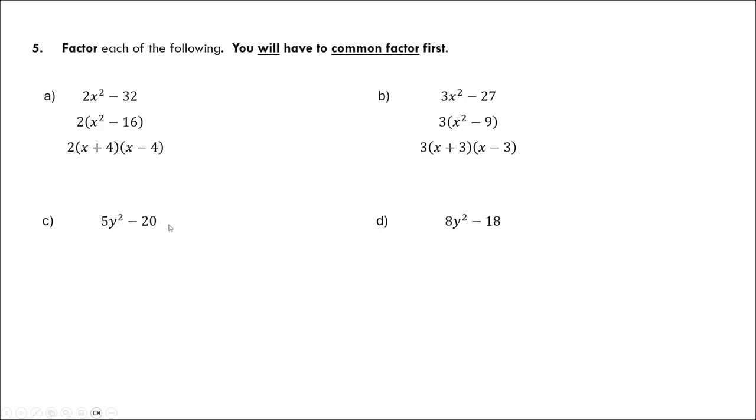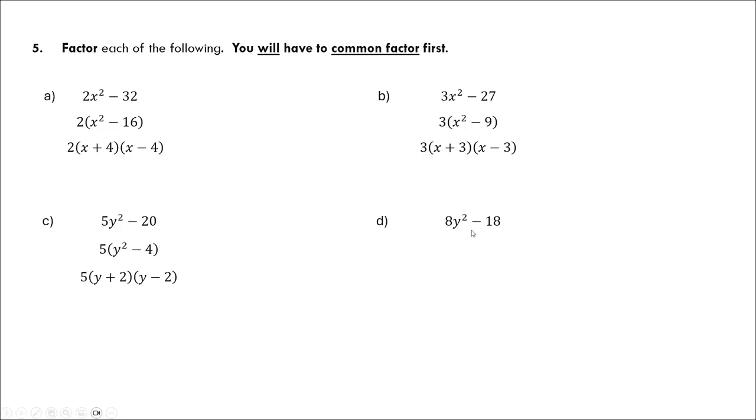Question C, 5y squared minus 20. This is not a perfect square. This is not a perfect square. But the greatest common factor between 5y squared and minus 20 is 5. So we'll factor it using the greatest common factor first. Now, what we have inside the brackets is a difference of squares. The square root of y squared is y. The square root of 4 is 2. And remember to put our greatest common factor at the beginning.